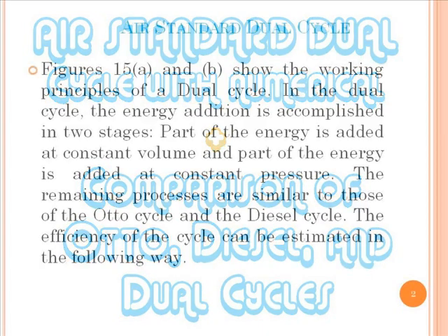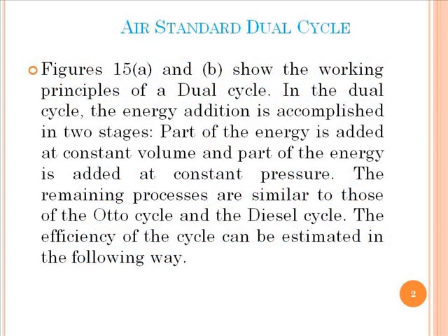If we compare dual cycle with Otto cycle and diesel cycle, we'll find that in case of dual cycle, the energy is added into the system at constant volume as well as at constant pressure. Otherwise, all the processes are similar to that of Otto cycle and diesel cycle. So the important thing here is the heat addition part, which is observed at constant volume as well as at constant pressure. Remaining things are same like Otto cycle and diesel cycle.